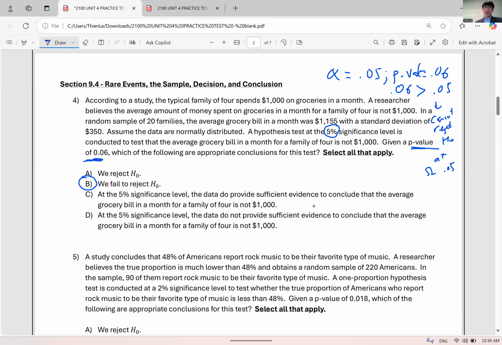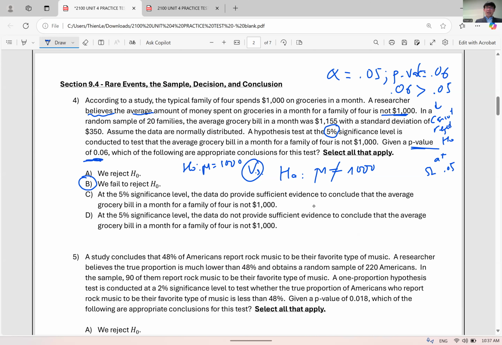Let's be careful here. What is the testing problem at the HA? We do have C and D, and we need to be very careful. Here we have a correct choice B, but how about C and D? What does he believe here? He believes the average, mu, is not, which is different. He doesn't say greater than or less than. Mu is the average spending of a family of four, $1,000, which is his H naught, mu equal to 1,000. So at significance level 5%, the data do not provide sufficient evidence to conclude that the average grocery bill in a month for a family of four is not $1,000.